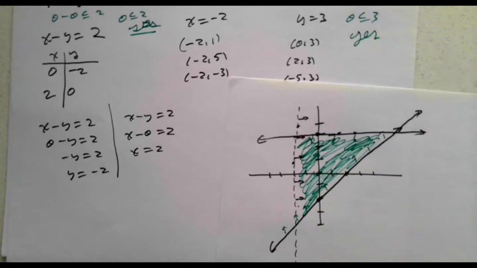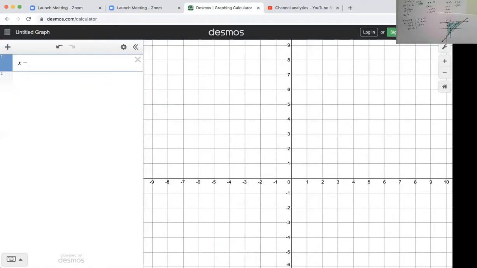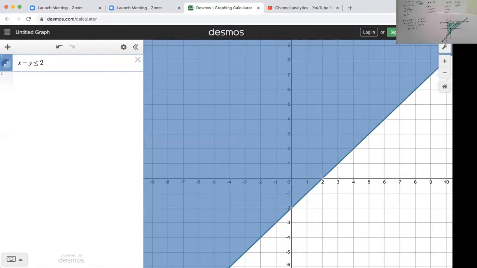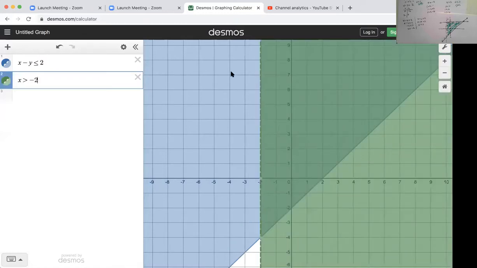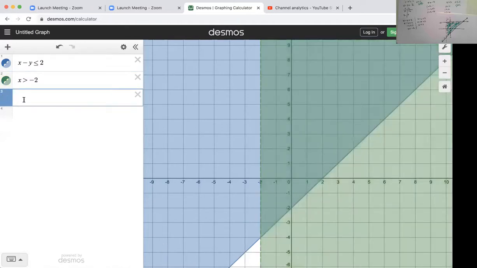Now I can check this on Desmos. At least I think I can. So I'm going to go ahead and see what that looks like. So x minus y less than or equal to 2, that's that whole region. x greater than -2 now gives me this corner where they're both solid. Notice that's the darkest region. It's not green, it's not blue, it's some combination. Notice this is a dashed line and this is a solid line. Finally, y is less than or equal to 3.